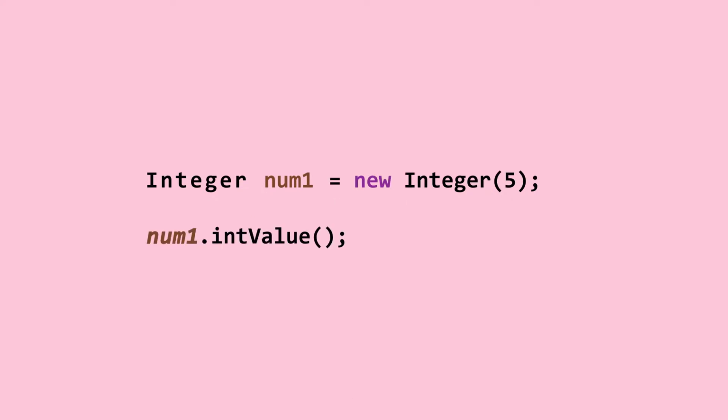Let's instantiate an integer object from the Integer Class. Object type is integer. The name of the object is num1. Assign new integer of parameter 5. This wraps integer 5 in an integer object. To unwrap and extract an integer number, use intValue method.